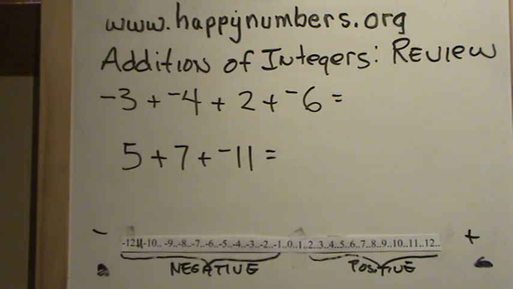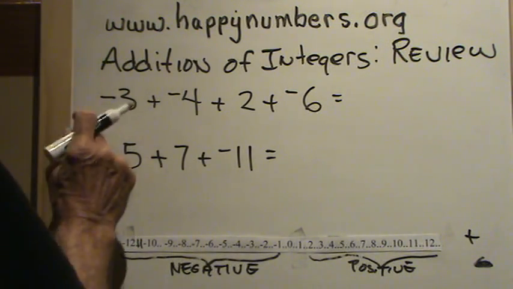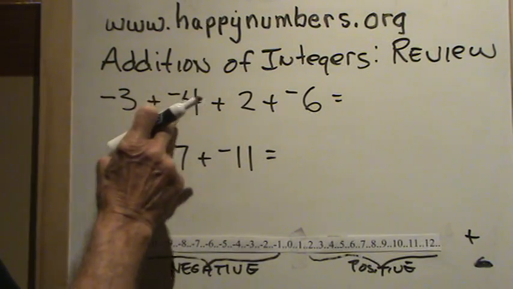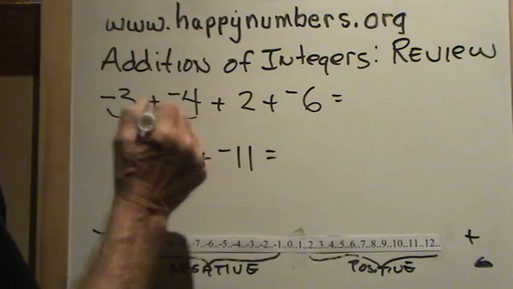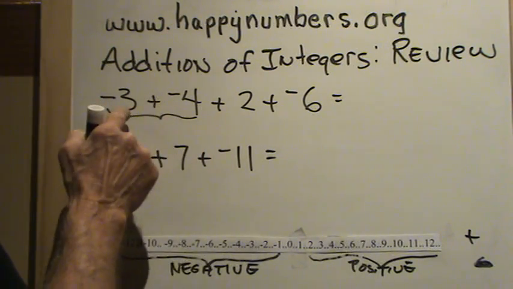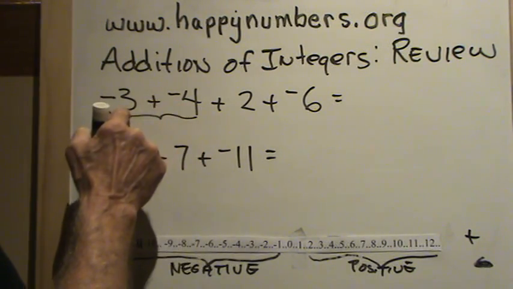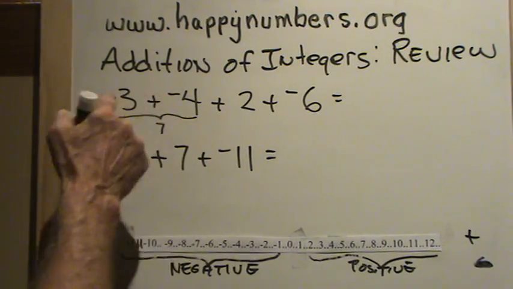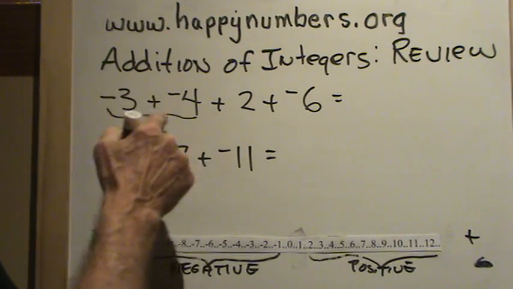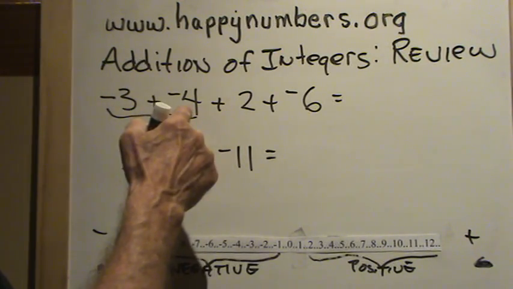All right, let's work them. Here, negative 3 plus negative 4. Well, the signs are the same, so I just combine the two numbers. 3 and 4 gives me 7, and I use the common sign, which is negative. So this gives me negative 7.